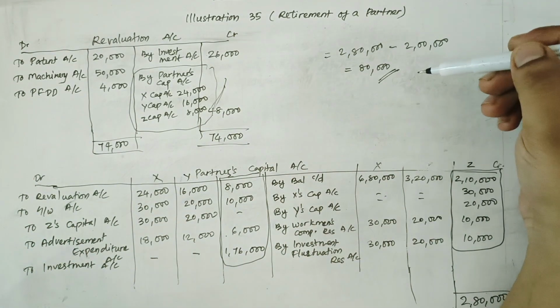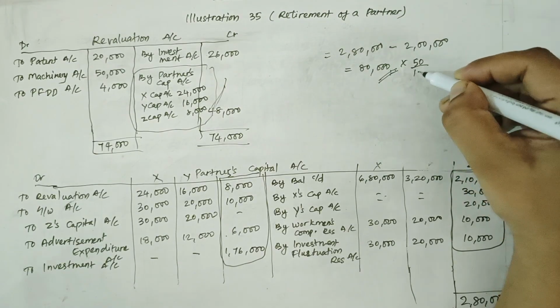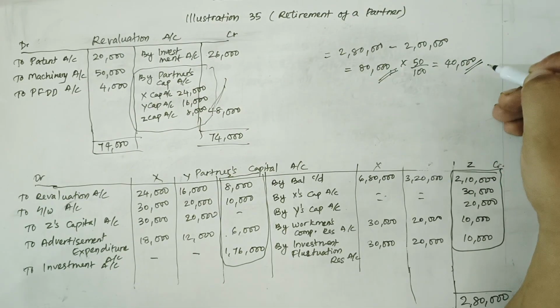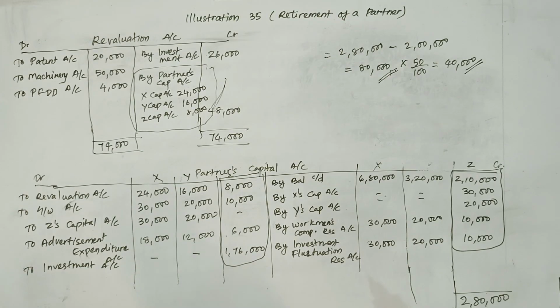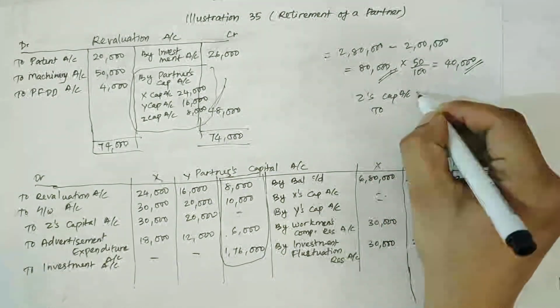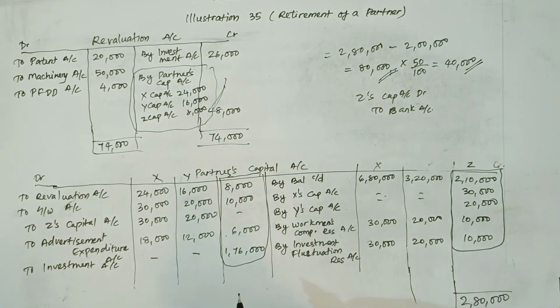And 50% was paid on retirement. 50% of 80,000 is 40,000. So 40,000 is paid on retirement. The journal entry will be Z's capital account debit to bank account. So on the debit side of capital account to bank account, the value is 40,000.